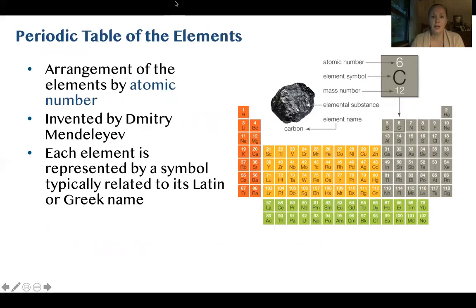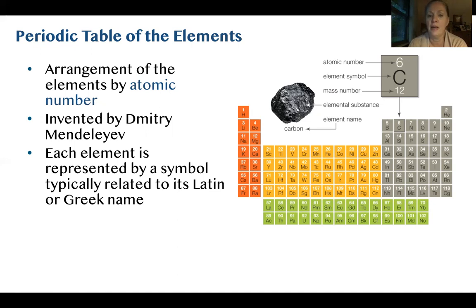The periodic table of elements was discovered or invented by Dmitri Mendeleev, and it is an arrangement of the elements by their atomic number. So you'll see the first element is hydrogen with the atomic number of 1 that we've already gone through. The second one, all the way across over here on the other side, with an atomic number of 2, is helium. Helium, therefore, has 2 protons in its nuclear core or its nucleus.